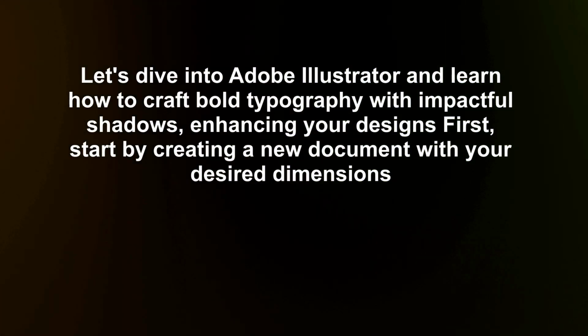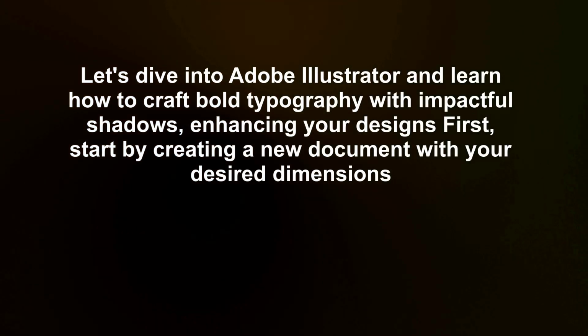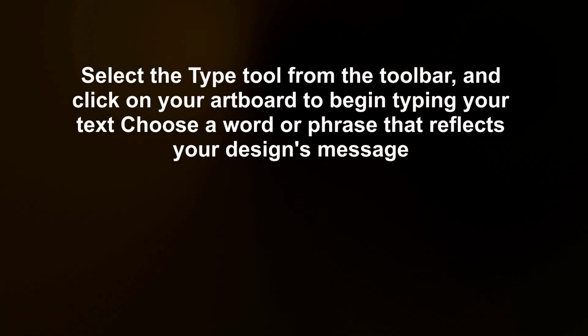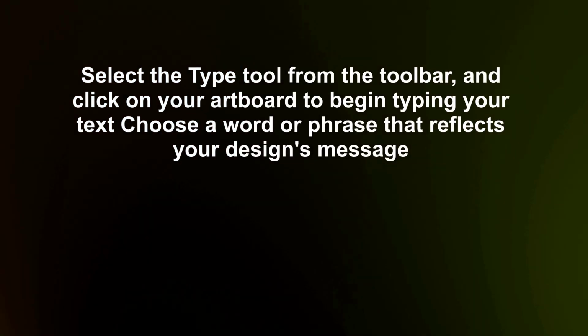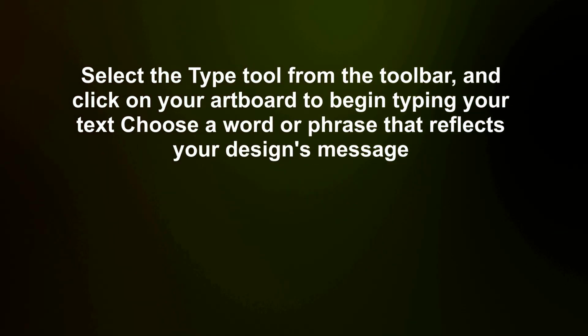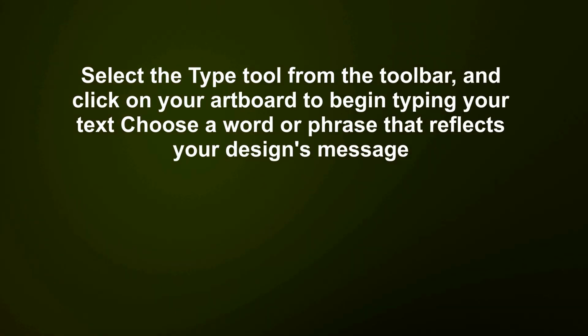First, start by creating a new document with your desired dimensions. Select the Type tool from the toolbar, and click on your artboard to begin typing your text. Choose a word or phrase that reflects your design's message.